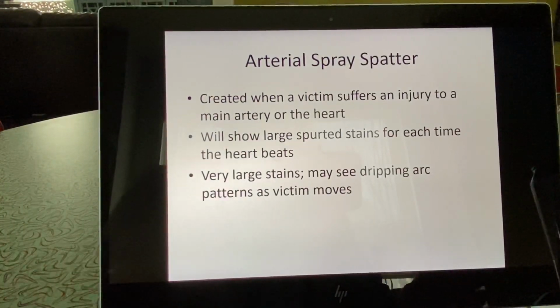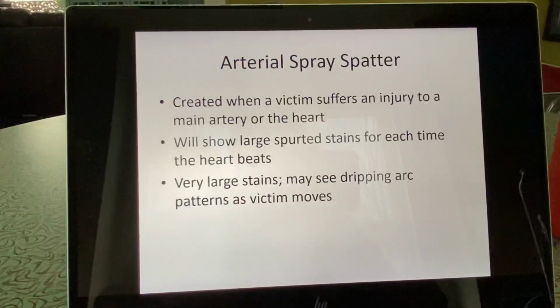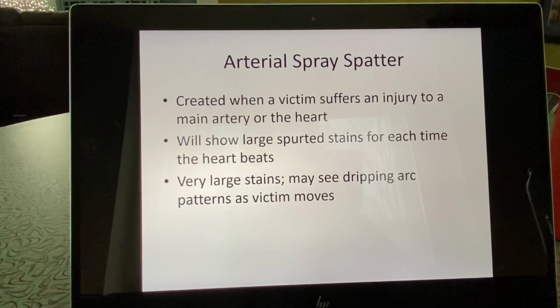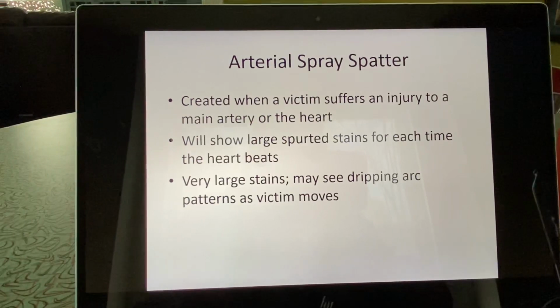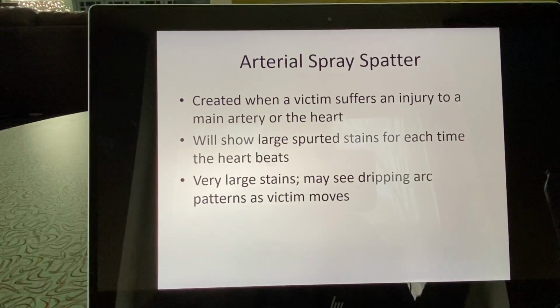Okay, so today we're going to start with arterial spray spatter. And I know you guys have seen this. I know you know what I'm talking about if you have seen any type of horror movie, because it's a really popular effect in serial killer movies or things like that.